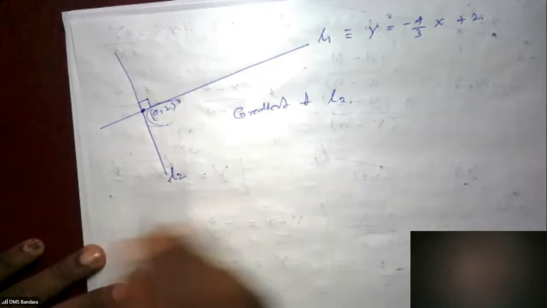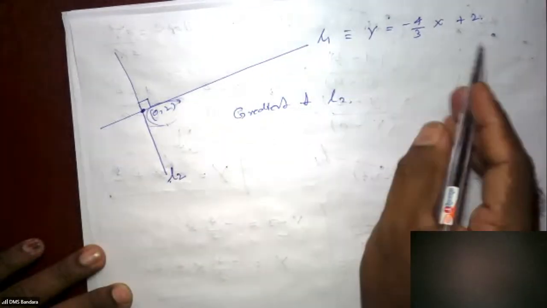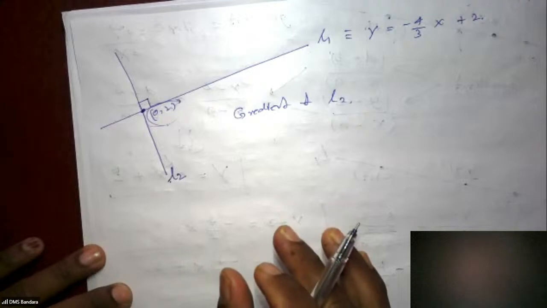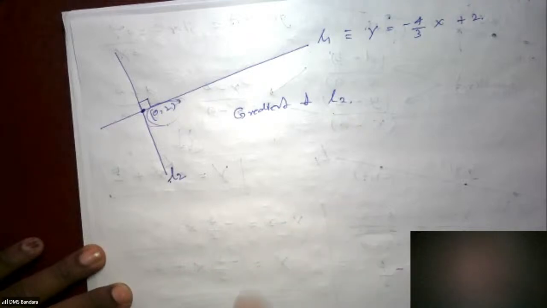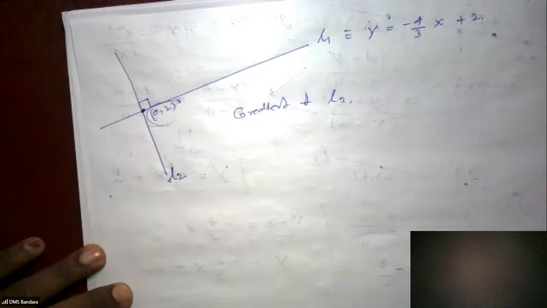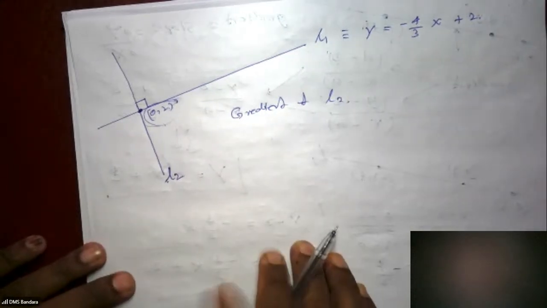But we know just 1 point. In the previous one, to find the equation we had two known values, and using those we could easily find the gradient of the line. But here it's difficult. Do you know the way to find the gradient of L2?